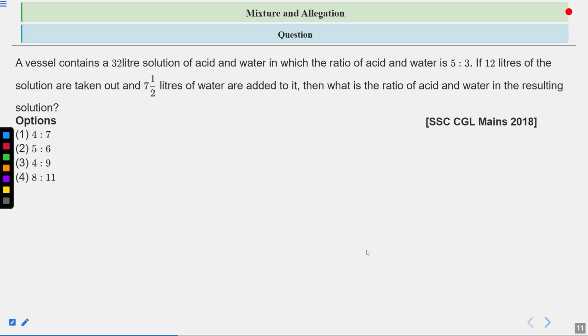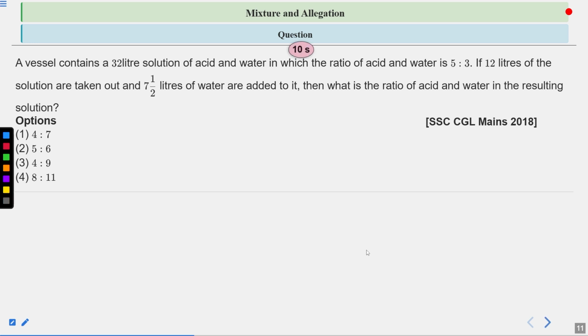A vessel contains a 32-liter solution of acid and water, in which the ratio of acid and water is 5:3. If 12 liters of the solution are taken out and 7.5 liters of water are added to it, then what is the ratio of the acid and water in the resulting solution? This question was asked in the SSC CGL Mains exam in 2018. There are four options. First one is 4:7, second is 5:6, third one is 4:9, and fourth one is 8:11.